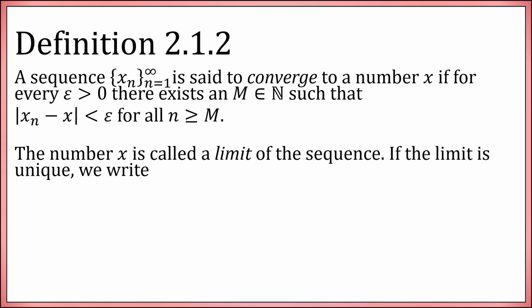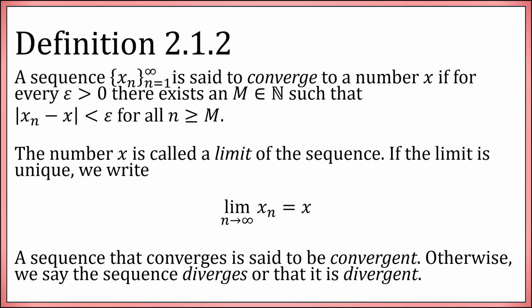If this limit is unique, and we will show that it is, we write the limit as n goes to infinity of x sub n equals x. A sequence that converges is something we call a convergent sequence. If it doesn't converge, we say it diverges or is a divergent sequence.